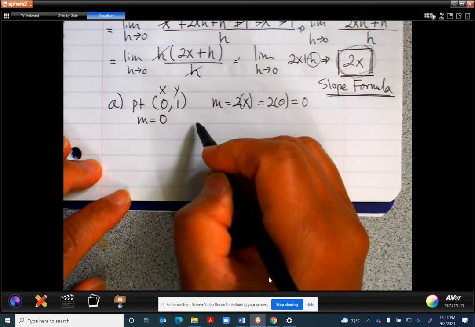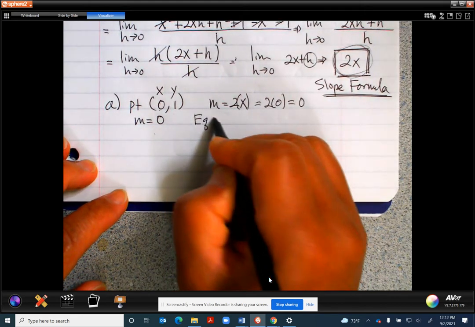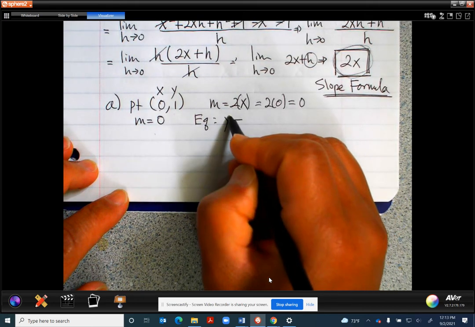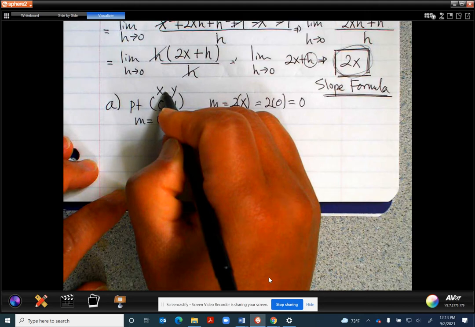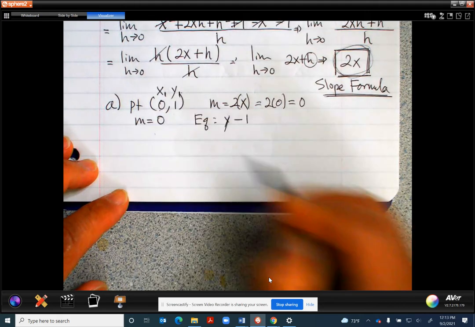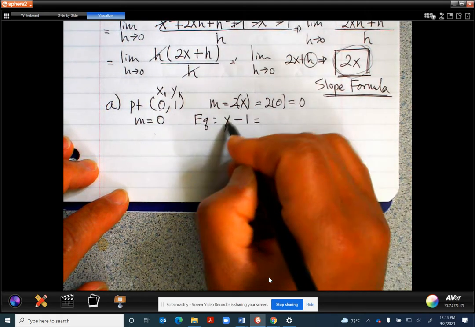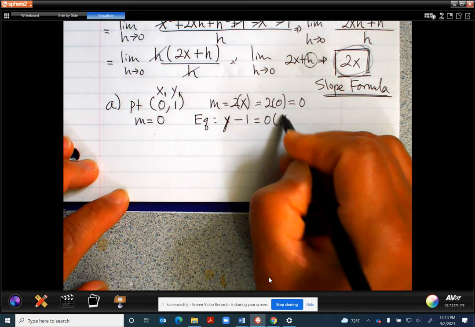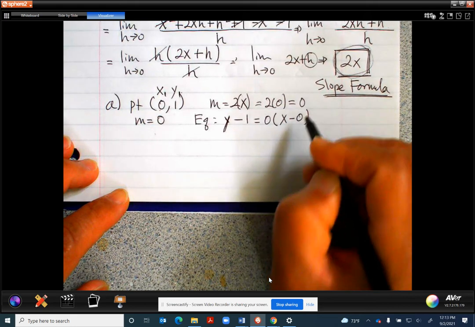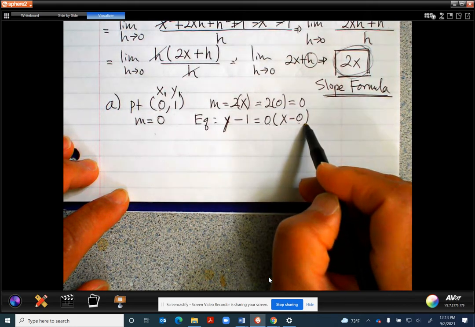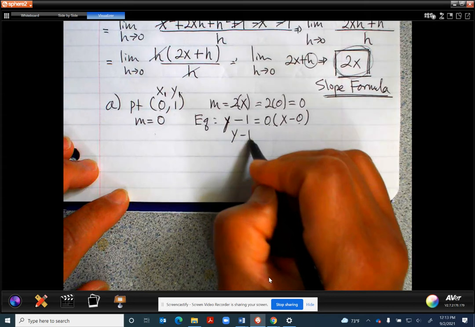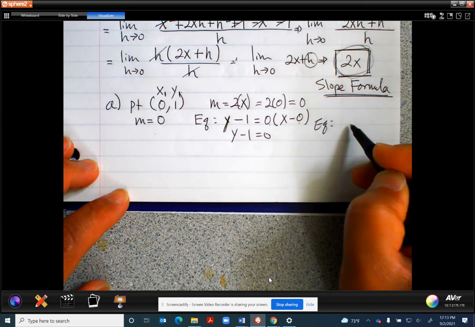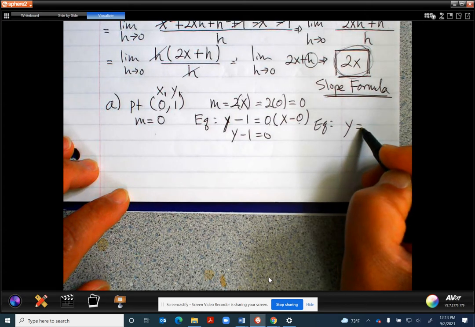So how do I find the equation? Point slope. So help me with the point slope. Stay with me. Y minus what? 1. Remember, x, y is your x1 and y1. Is equal to, help me, 0 times x minus 0. But what is 0 times anything? 0. So what is this? Y minus 1 is equal to 0. So your equation is what? Y is equal to 1.